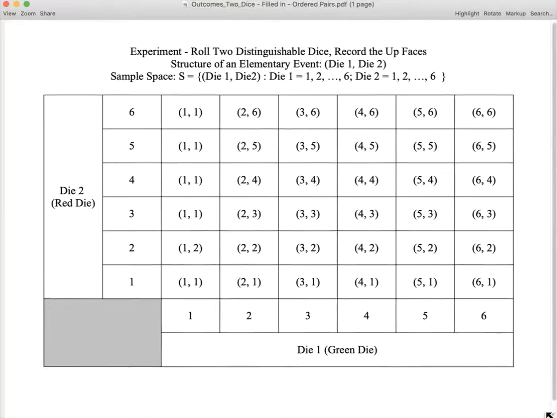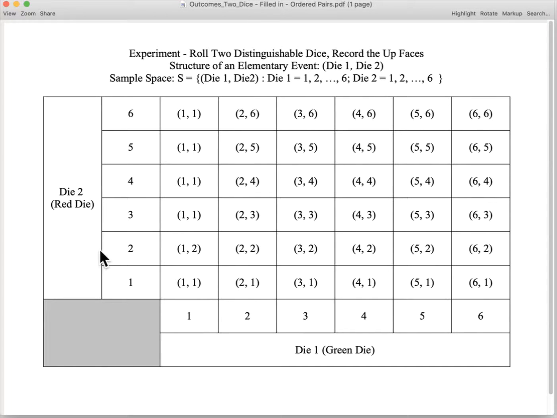So I've got that represented here, and so I've got a table. The columns correspond to the outcome of die 1, which I'm calling the green die, and the rows correspond to the outcome on die 2, which is the red die. Now there are 36 cells in the body of this table, and in each of those cells I've listed the ordered pair that corresponds to that particular outcome. So for example, when die 1 is a 3 and die 2 is a 4, then this would be the elementary outcome associated with that.